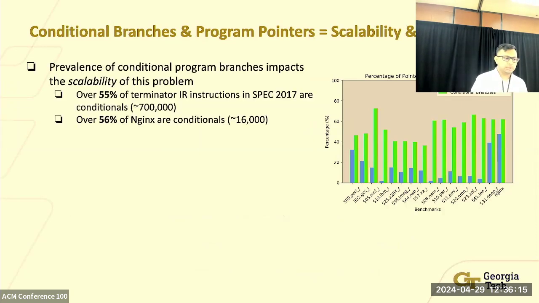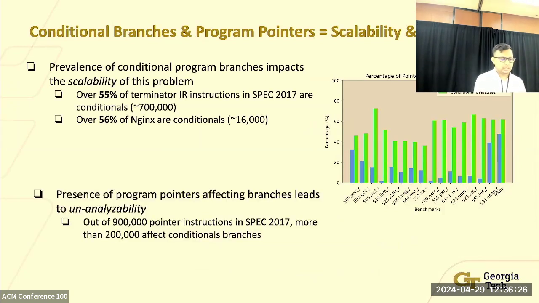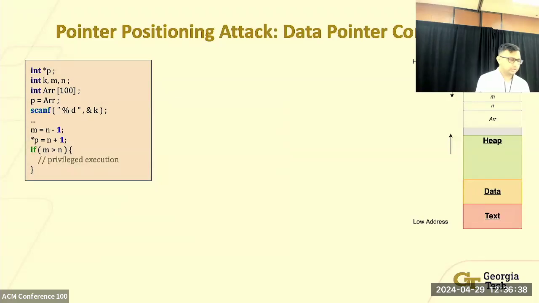And so what we noticed is that over 50% of the branches in SPEC and Nginx are conditionals. So it's a very scalable problem you need to think about for a technique. At the same time, we have around 200,000 pointers which affect the branches. So you need to think about how your technique can analyze this pointer information. So we do have some examples.